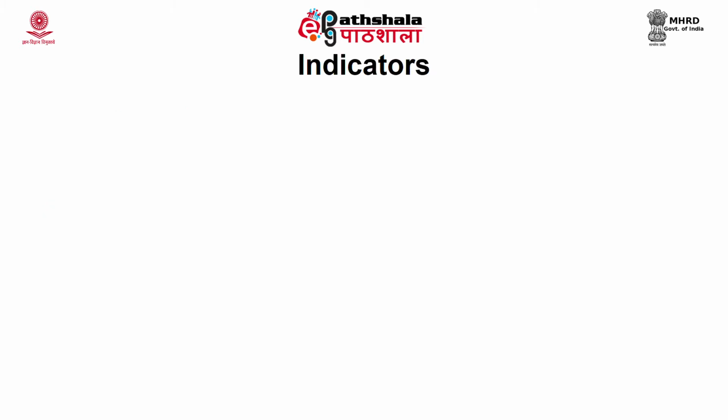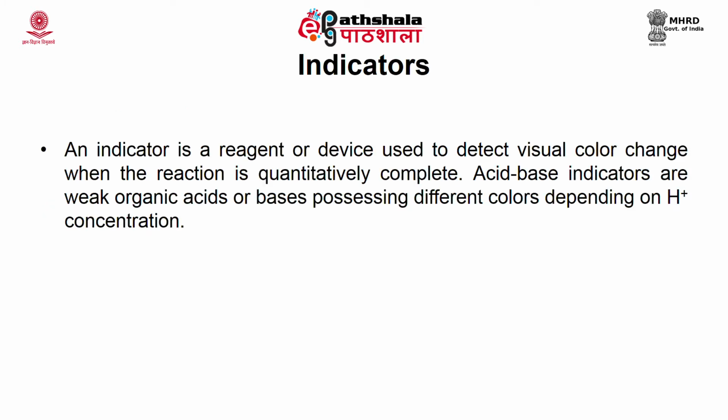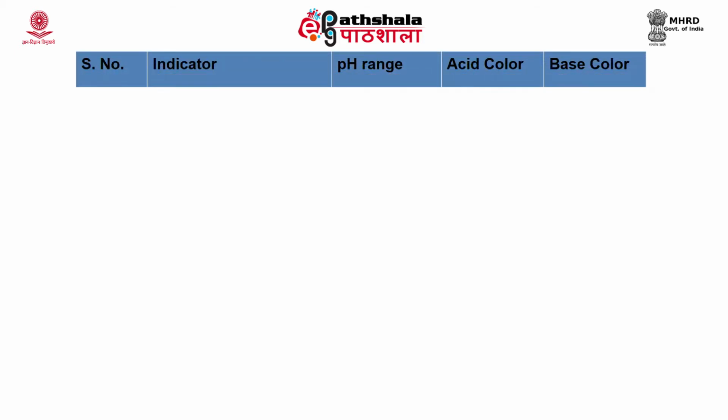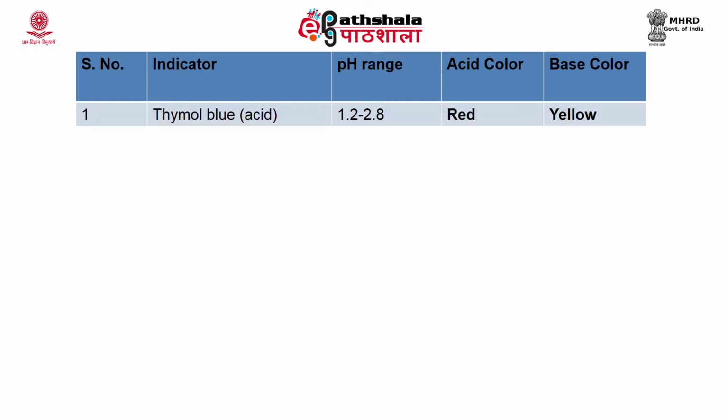An indicator is a reagent or device used to detect a visual color change when the reaction is quantitatively complete. Acid-base indicators are weak organic acids or bases possessing different colors depending upon the H+ ion concentration. This table shows that the pH range for thymol blue is 1.2 to 2.8, and the color in acidic solution is red and in basic solution is yellow.